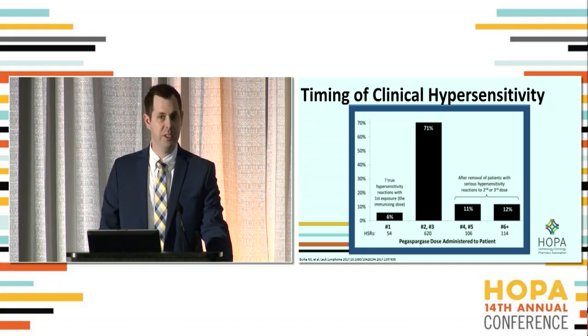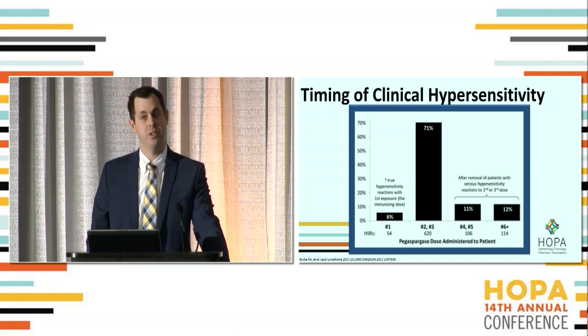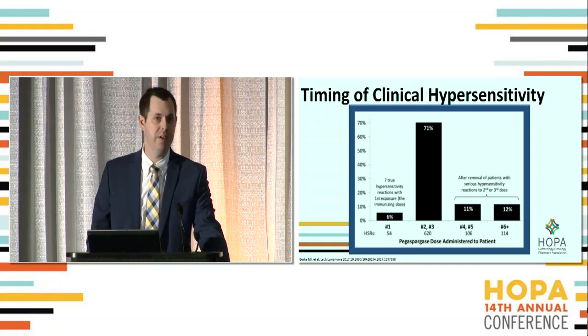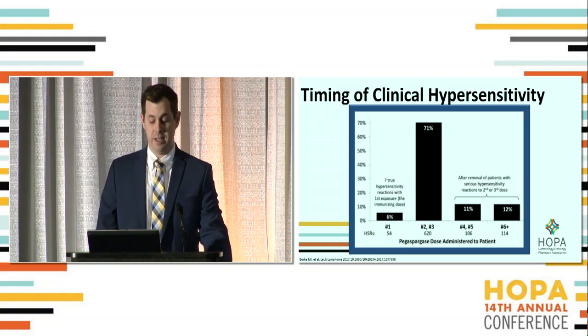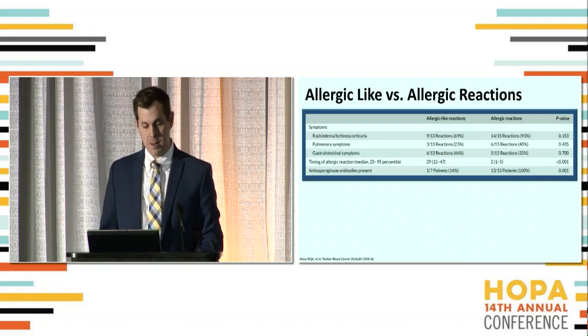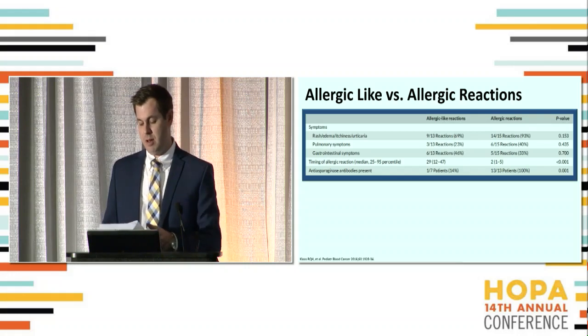Far and away, most people developed a clinical hypersensitivity after doses 2 and 3, but once you get past those 2 doses, doesn't mean you're out of the woods, because it's still documented that you can develop a hypersensitivity after doses 4, 5, 6, or greater. So talking about the 6% of hypersensitivities that were shown with the first infusion.